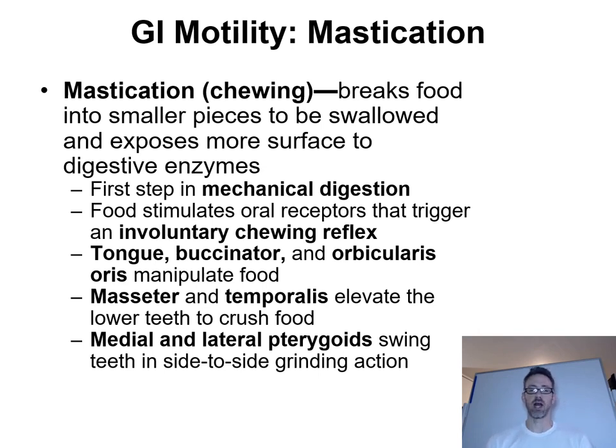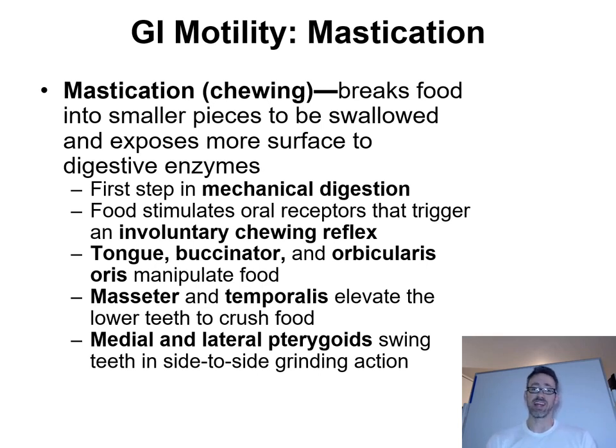The masseter and temporalis elevate the lower teeth to crush the food. Okay, and so you can feel that when you're feeling your jaw and you clench your teeth. You can feel the masseter muscle when you're biting down. You can also feel it in the temple. So if you clench your teeth, you feel your temporalis contracting as well. And so that's going to be a crushing kind of motion.